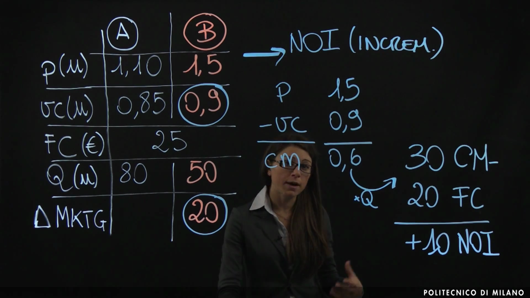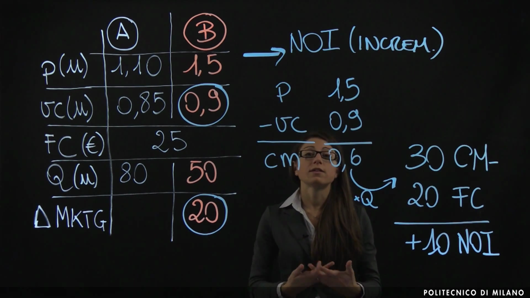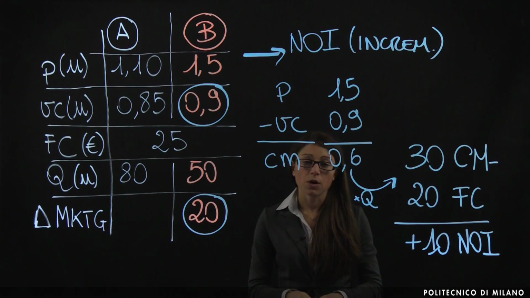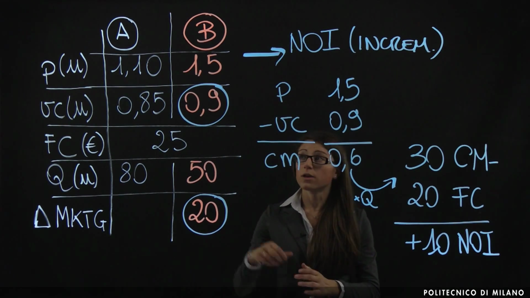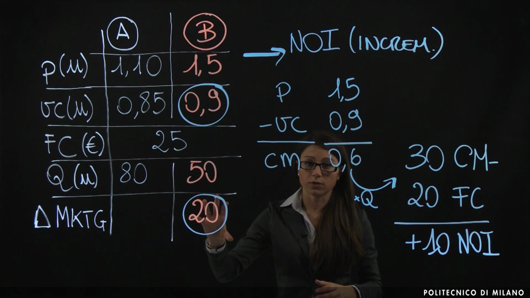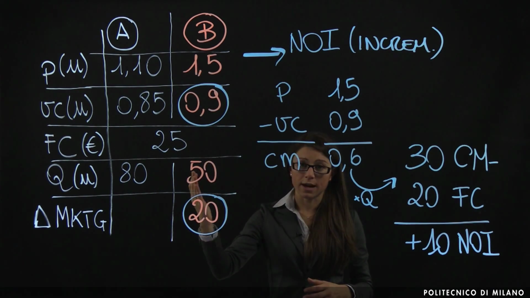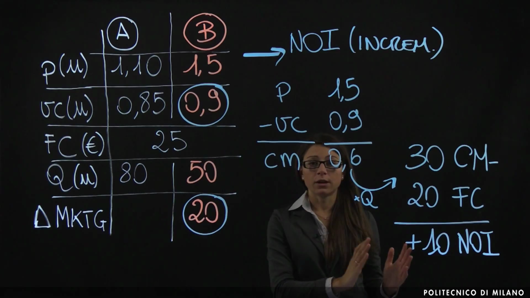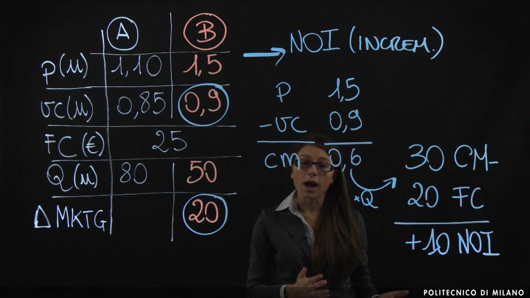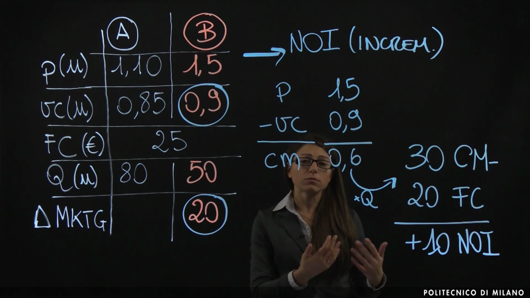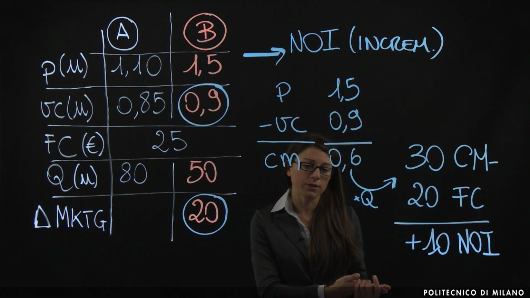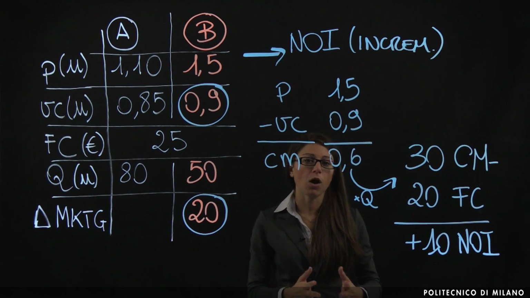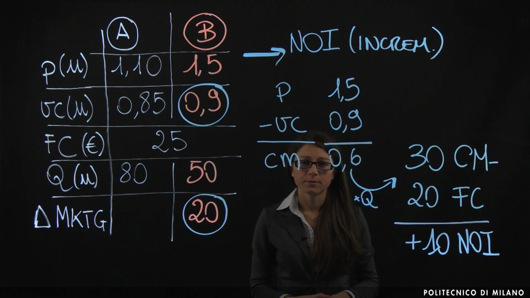So what you need to keep in mind from this small exercise is that if you need to evaluate alternatives, what you are required to do is to identify, first of all, relevant costs. So basically, only those costs that influence the decision you are analyzing. And then you need to calculate the net operating income with the traditional formula just by using the relevant costs only. This is the only difference with respect to the traditional formula of the net operating income.